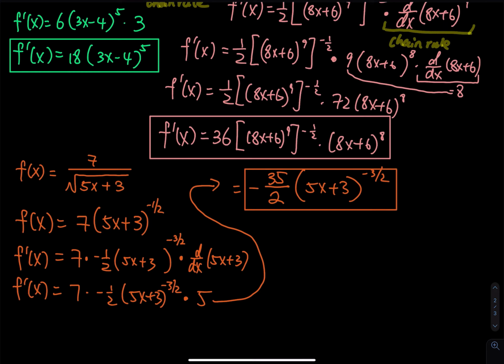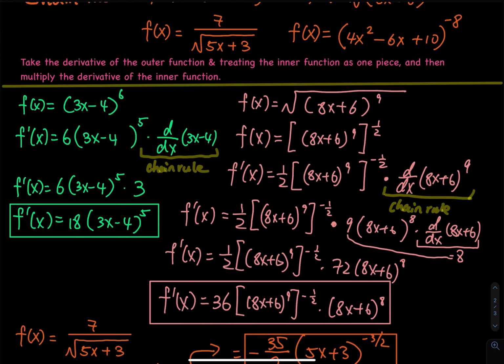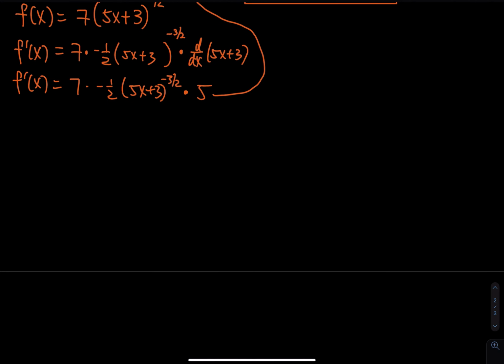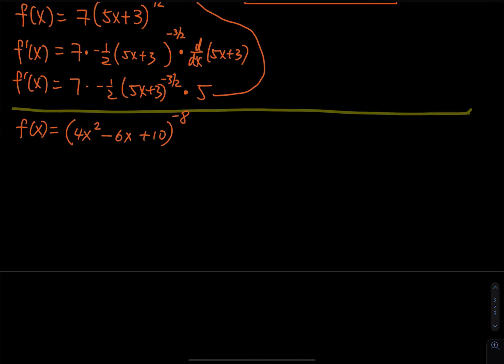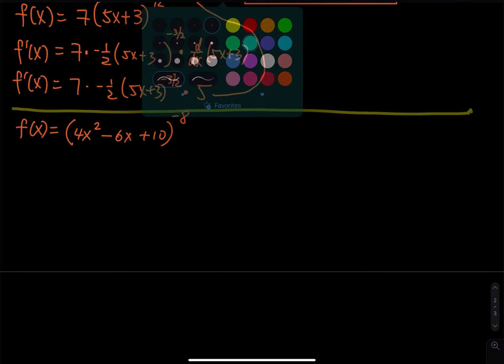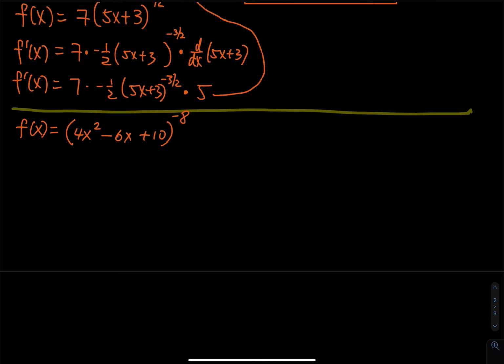Let's do the last one. So the last one, let's go back. Copy this. Bring it down. Let's draw a line to divide the work. Okay, let me use another color. So we have a quadratic function, 4x squared minus 6x plus 10, and then raised to the negative 8th power.